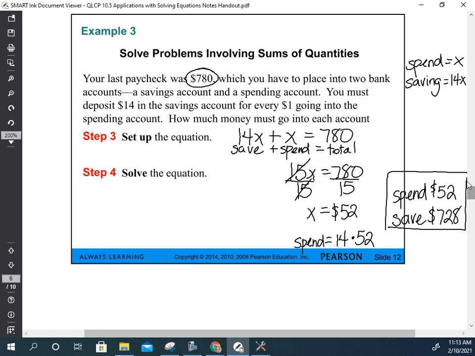I wish it was that easy. I wish for myself it was that easy. That I only had $52 that I had to spend on bills.